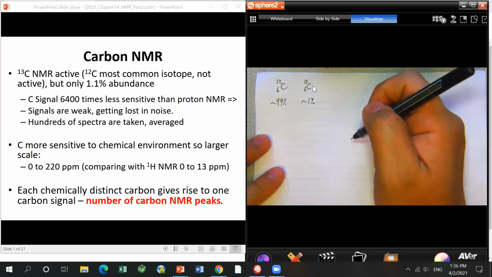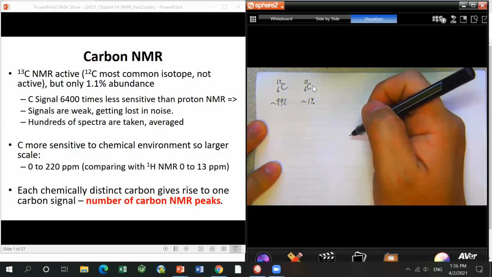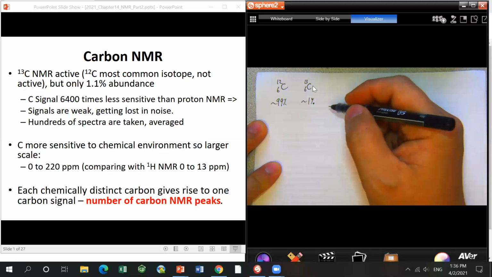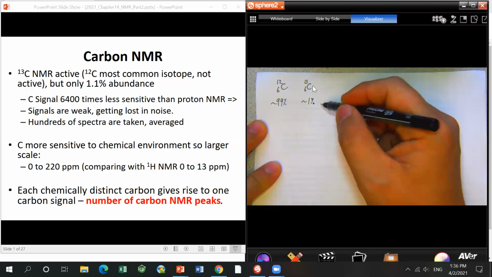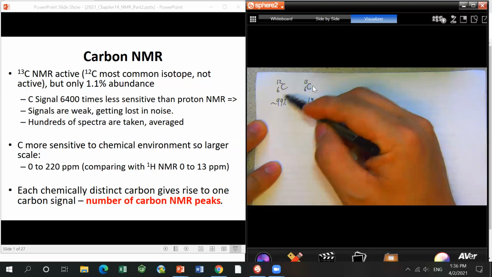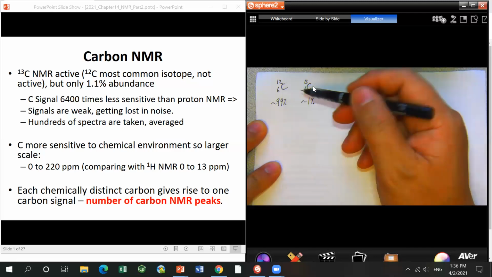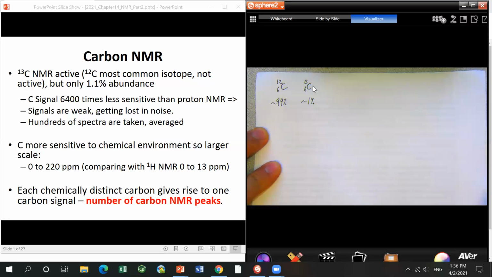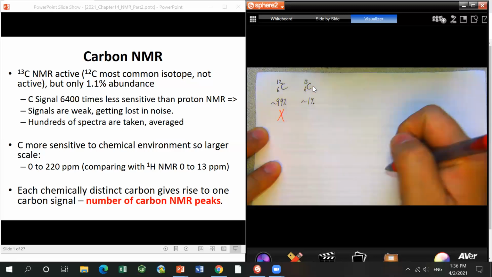Right, and we know in class that not all nuclei are NMR active. Either the neutron number or the proton number has to be an odd number. But for carbon 12, both the neutron number and the proton number are 6, an even number. That being said, carbon 12 is not NMR active.